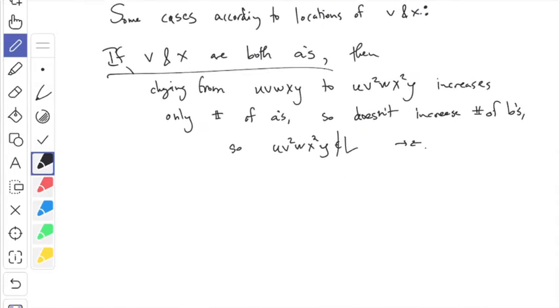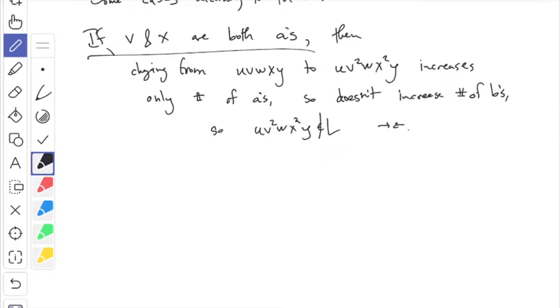What about if V and X are both B's? Same thing is true, right? If they're both B's, then when you increase the powers, you are only increasing the number of B's, and that is going to violate the format. So I don't think I want to write all that. I will just say if V and X are both B's, then I'll just say that's a similar case. In that case, when you pump the tree, you are increasing only the amount of B's, and that will break the format. Because it has to be A to the N, B to the N, A to the N.